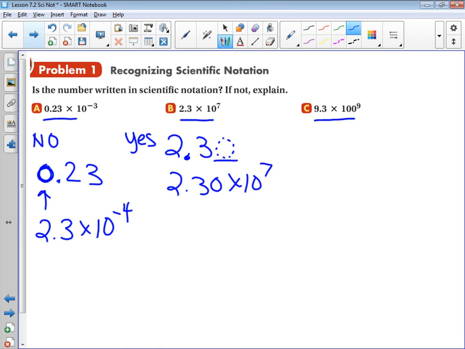And now look at the last one. 9.3 times 100 to the 9th. This is not written in scientific notation. The first part is okay. The last part is not a power of 10. That's written as a power of 100. That's why it's not scientific notation.